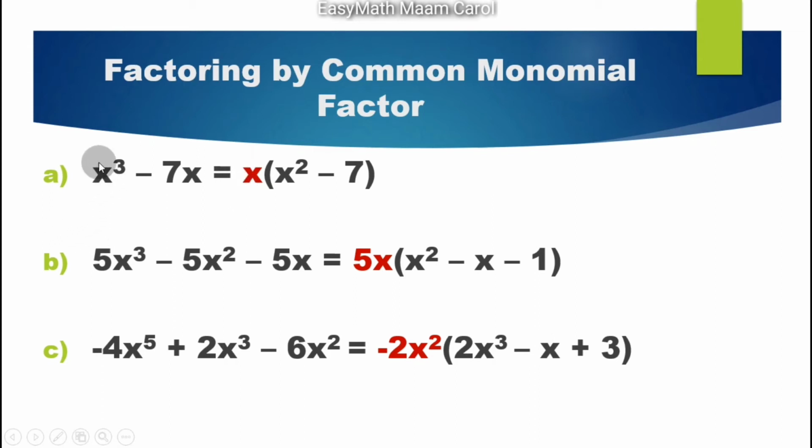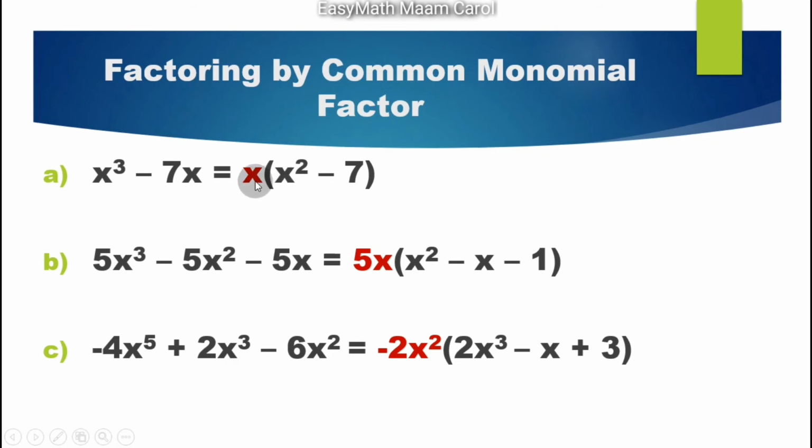And then when we inspect x, the one with the lower exponent: the exponent of this is 3, the exponent for this is 1. So what is lower is 1. So we choose the one with the lower exponent. That's why we have x here. So our common monomial factor is x.